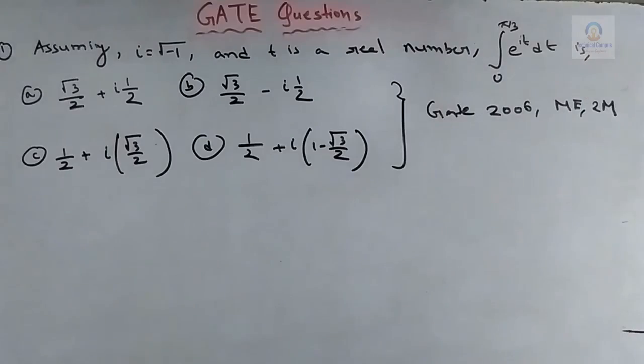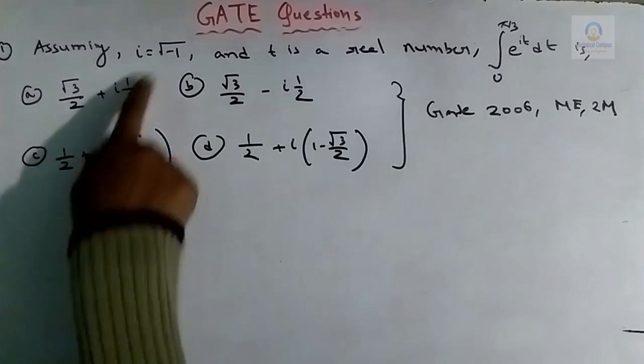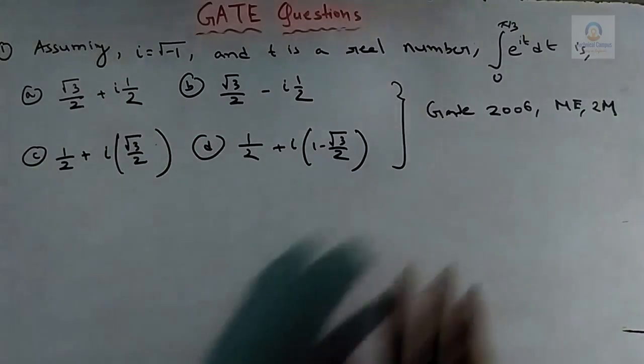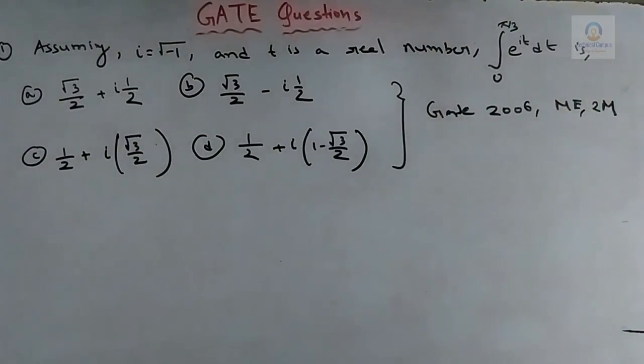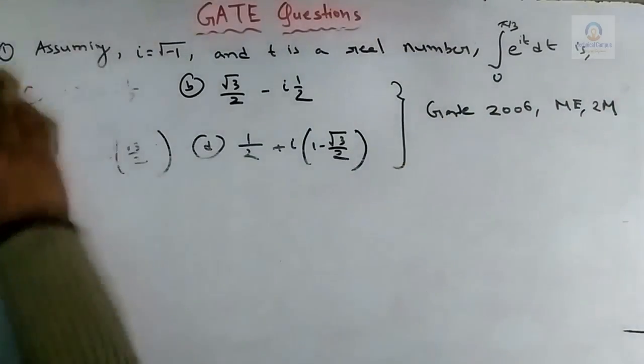Okay, so guys, please note down this question because I am going to solve this question. So we have to assume i is equal to root under minus 1 and the function is e to the power it dt. Okay, so let us solve this question.